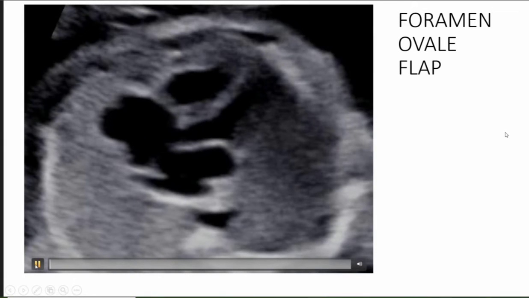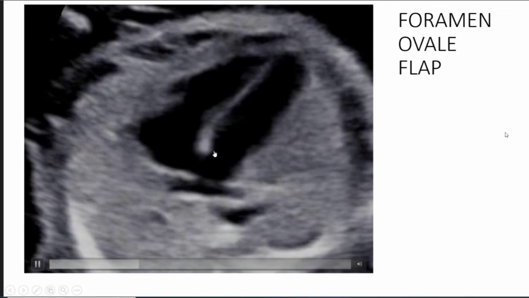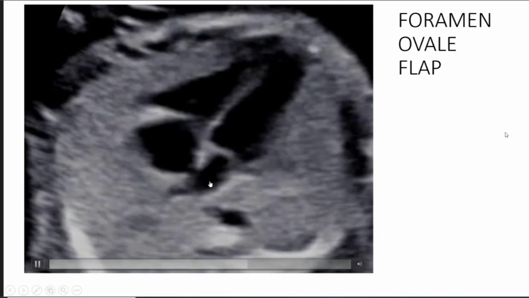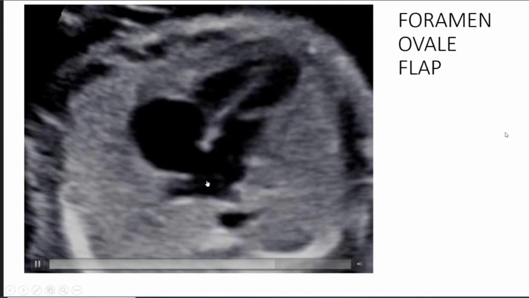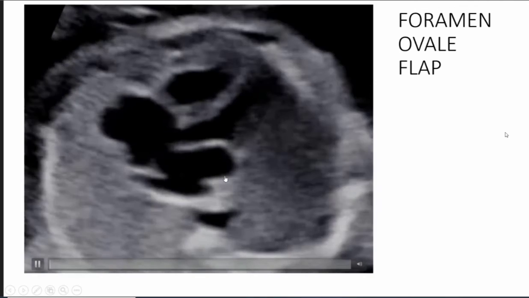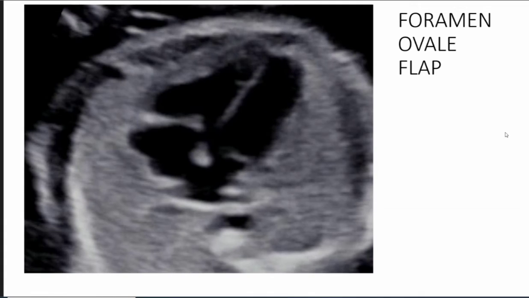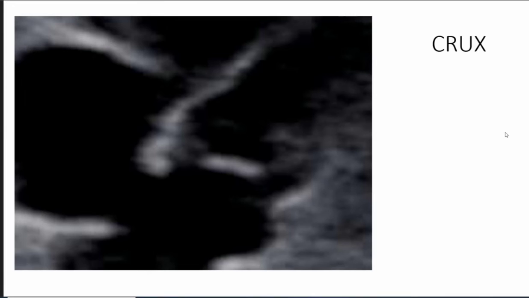Now we will look at the flap of the foramen ovale. Here you see the septum primum is moving into the left atrium. So that's the flap of the foramen ovale. It moves into the left atrium and the flap opens into the left atrium. This is the right atrium, this is the left atrium. So that is the flap of the foramen ovale opening into the left atrium as shown dynamically.